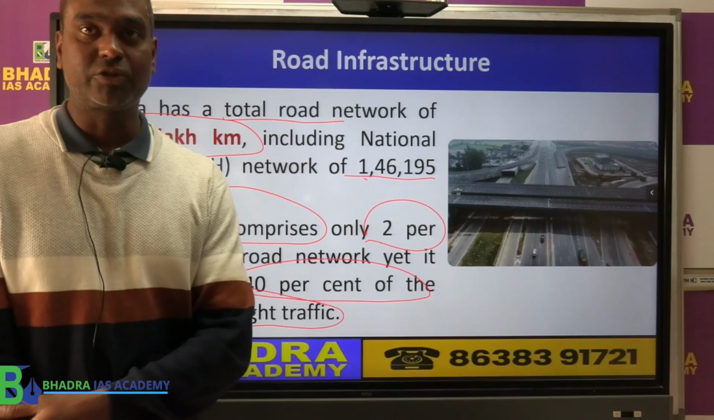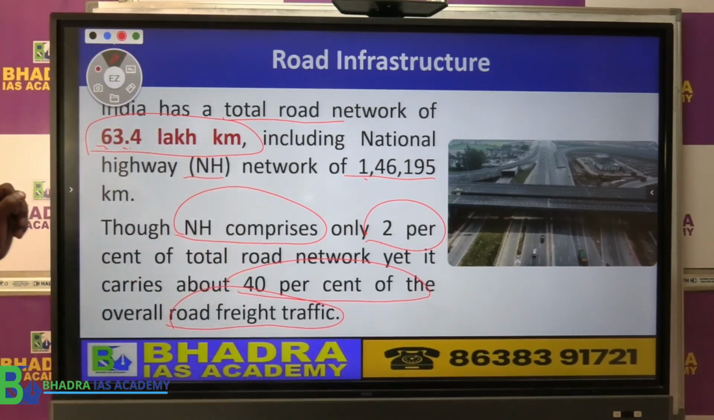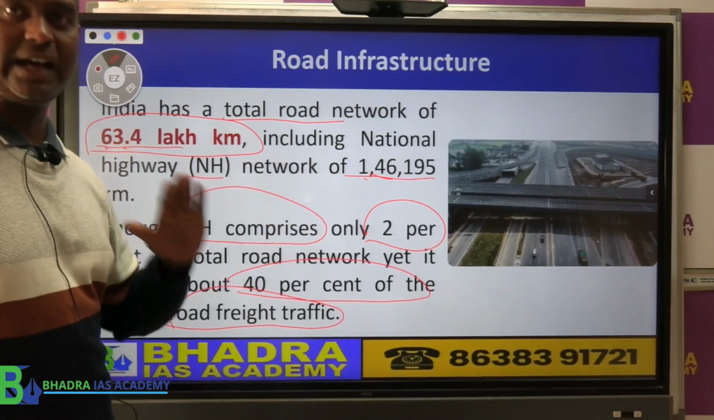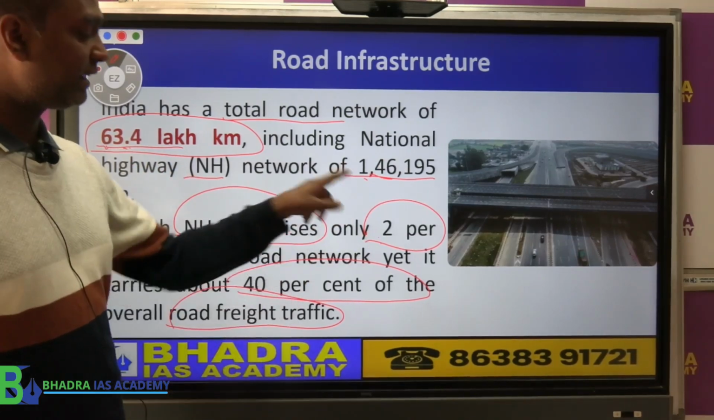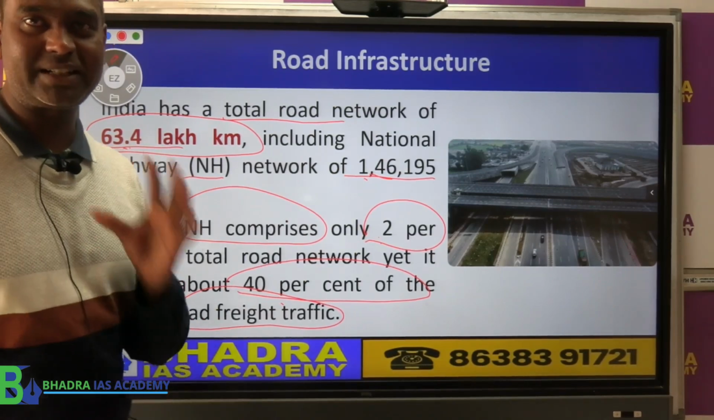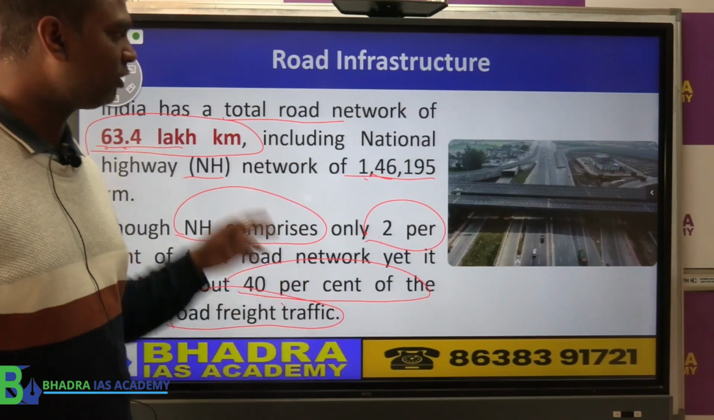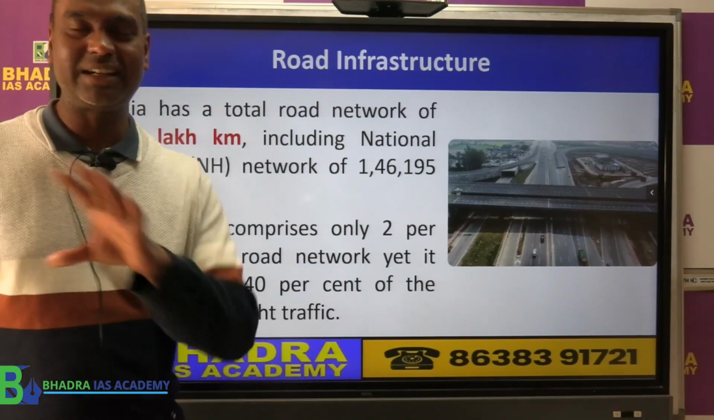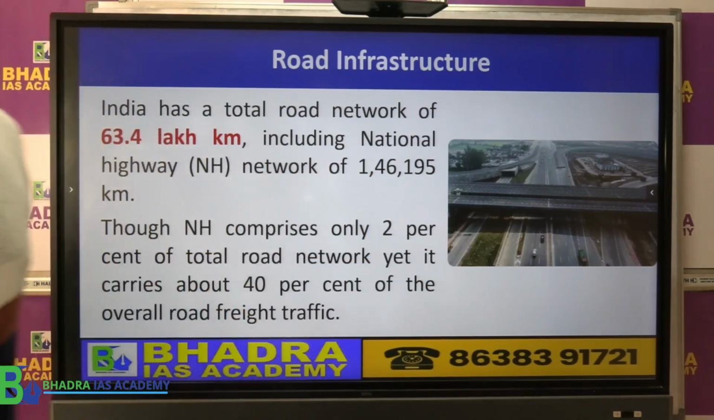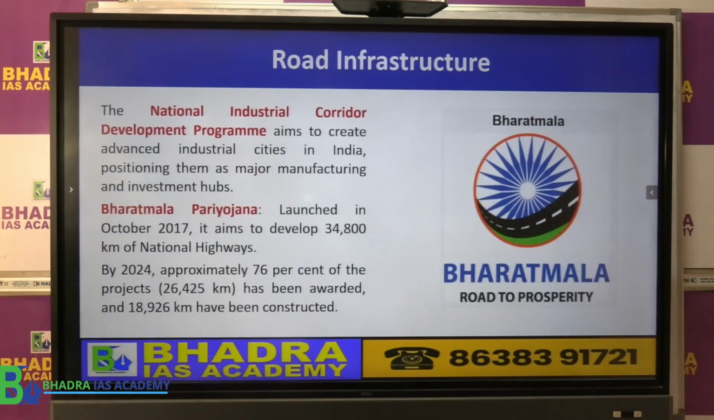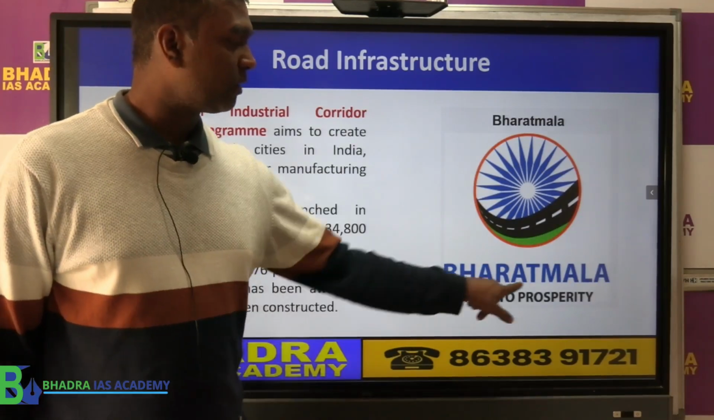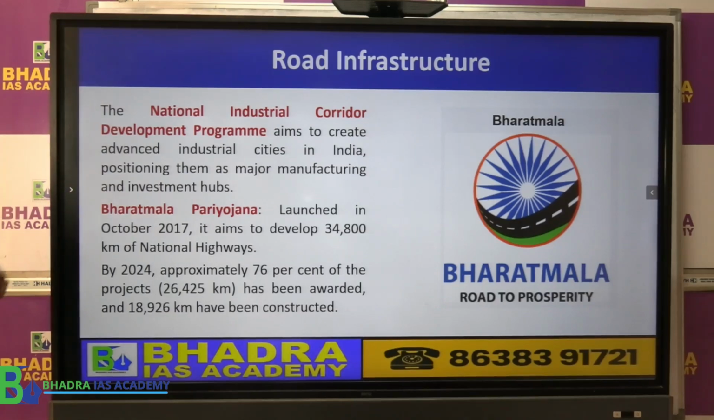So, two or three things to keep in mind. The total road network is 63 lakh. Out of that, some 1,46,000 is highways, which is only 2%, but it takes about 40% of the freight traffic in India. This kind of basic information can come these days as statement-based questions in the exam. So just keep that in mind. What is the major program launched by the government for road development? It is called Bharatmala.